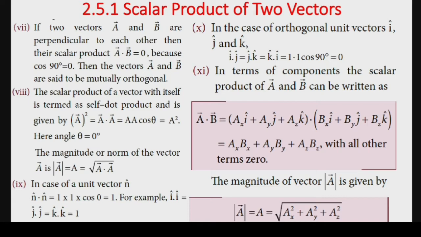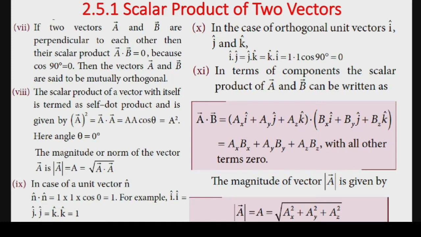Then A squared cos theta, cos 0 is equal to 1, so we get A squared. The magnitude or norm of the vector A is the modulus of A vector, which is equal to A, which is equal to root of A vector dot A vector. In the case of a unit vector n cap, n cap dot n cap is equal to 1 into 1 into cos 0, which is equal to 1. For example, i cap dot i cap is equal to j cap dot j cap is equal to k cap dot k cap is equal to 1.